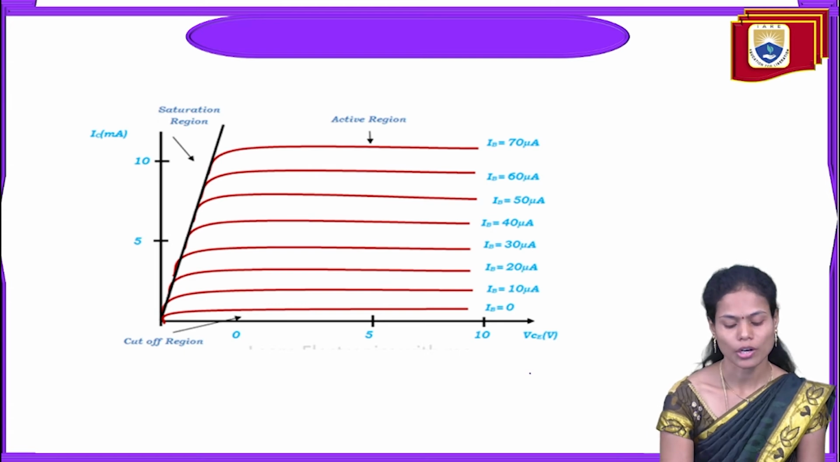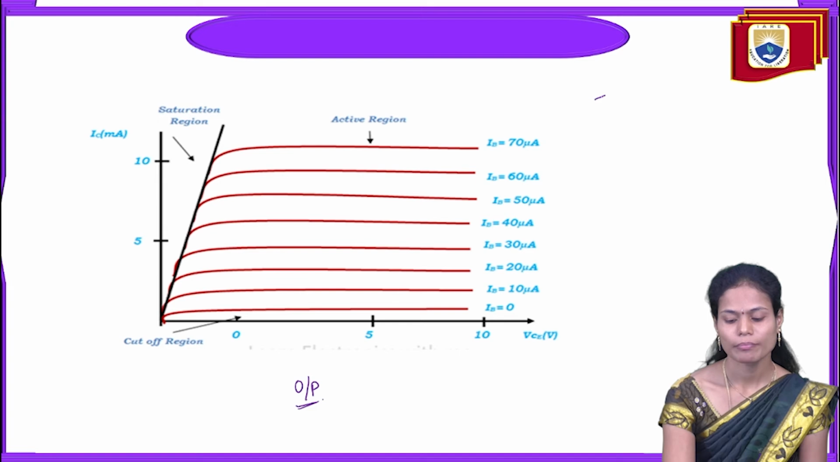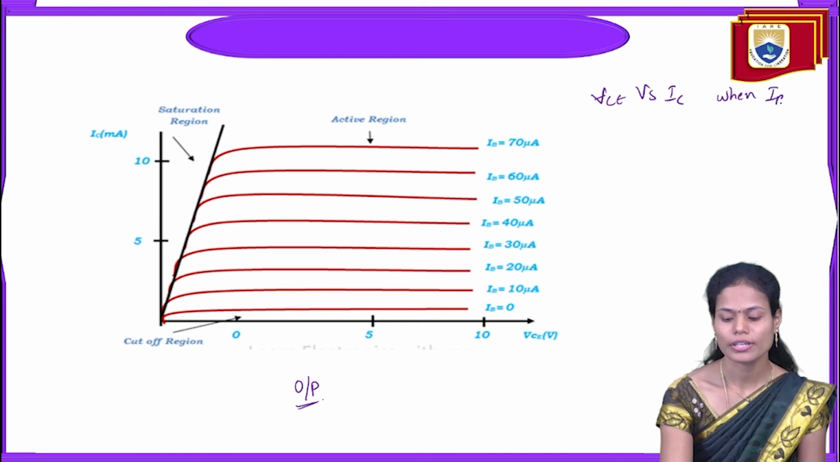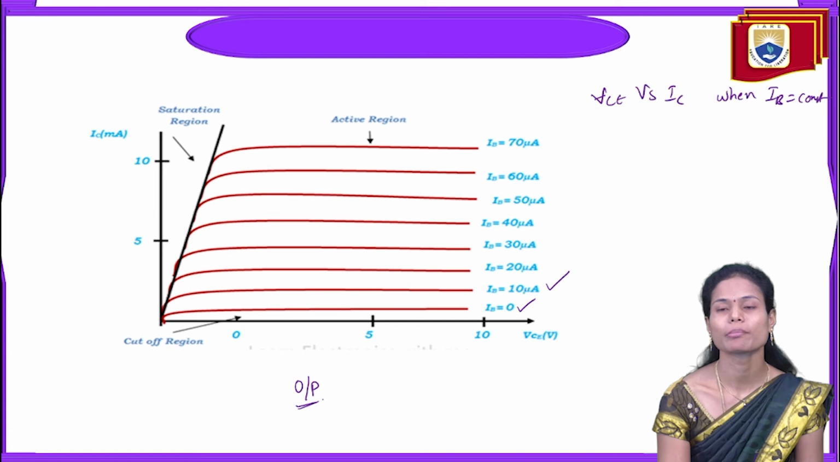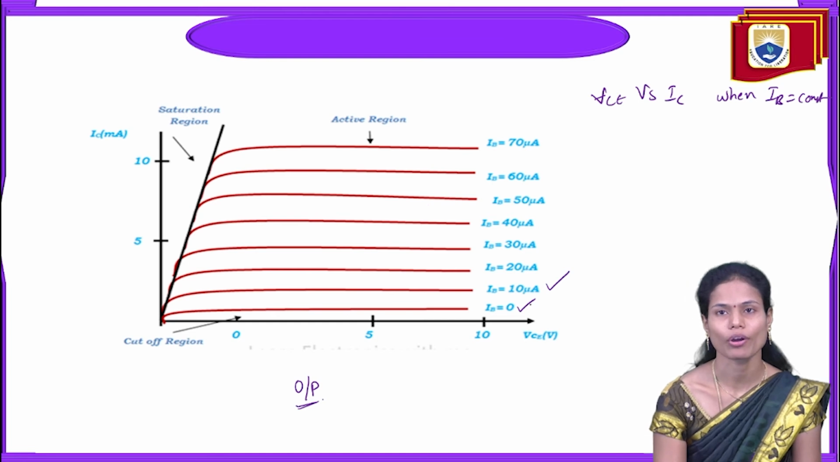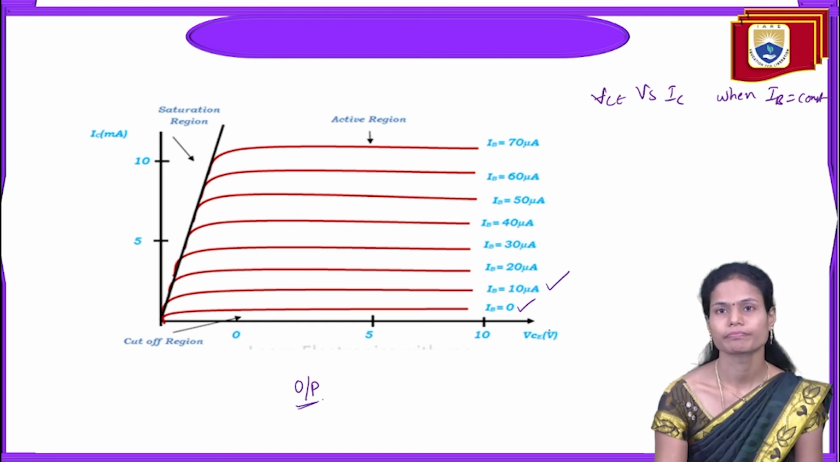And similarly, the output characteristics of the CE configuration. So these are between VCE versus IC when the base current is constant. So we are maintaining different constant base currents and we are varying the VCE voltage. We are getting the different IC current. By utilizing that, we are drawing these waveforms.